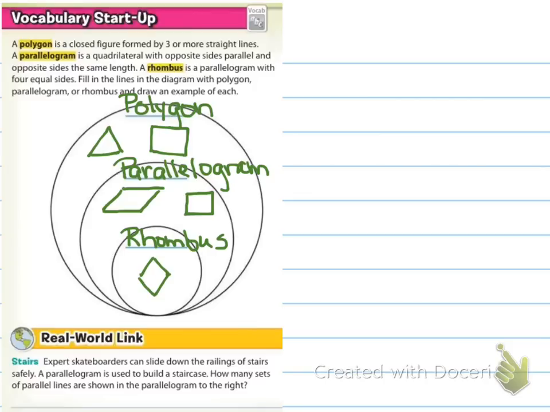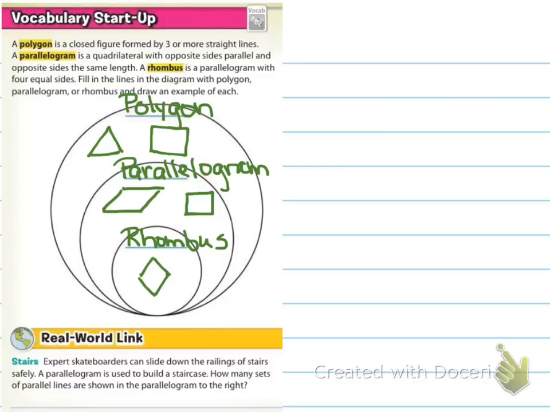Alright, and here are my answers. The big circle, which encompasses both parallelogram and rhombus, is the polygon, because parallelograms and rhombuses are both polygons. The next large circle, I have parallelogram, because within parallelogram, it includes rhombus. Okay? It doesn't include all polygons, because a triangle is a polygon, and a triangle is not a parallelogram. So that's why parallelogram's in the middle. And then rhombus is the tiniest one.